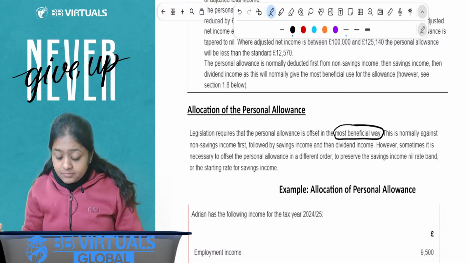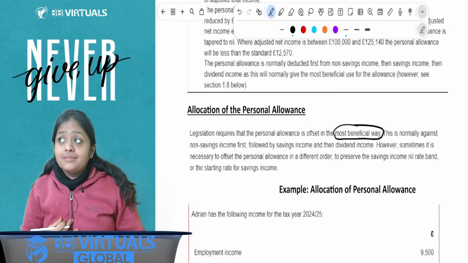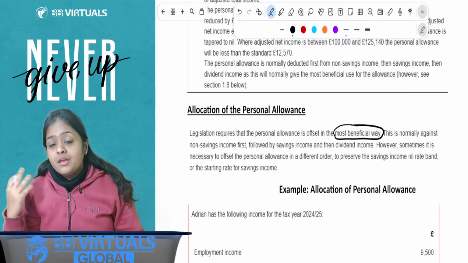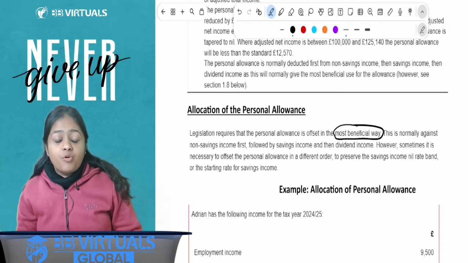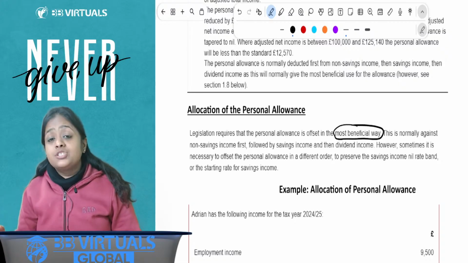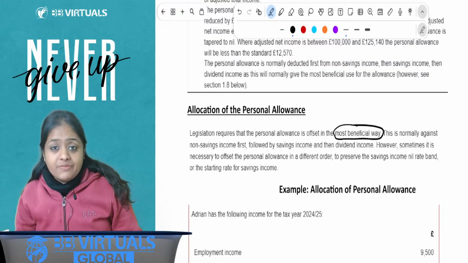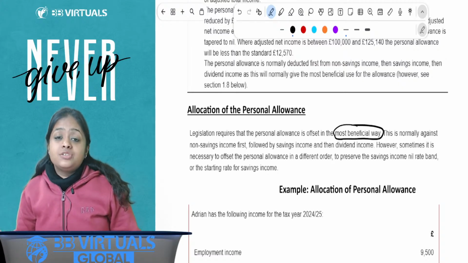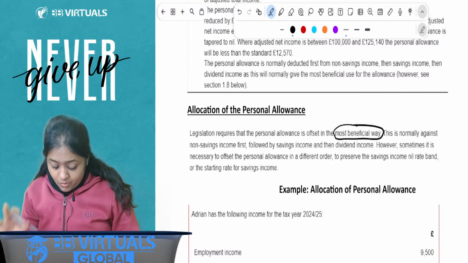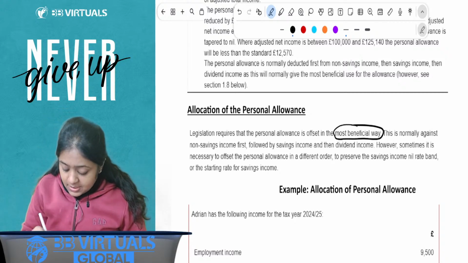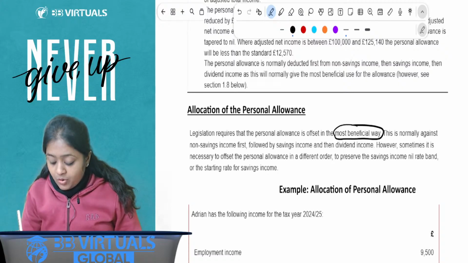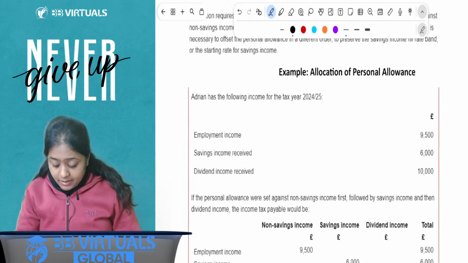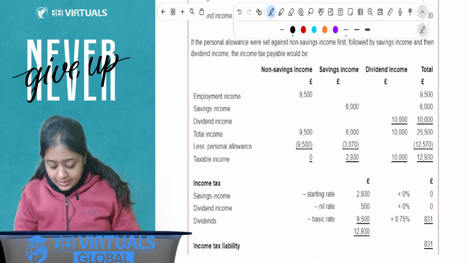Sometimes, if we think that our savings income is more or less covered by the nil rate bands, then instead of using PA against the savings income, I may just skip it and use the PA against dividend income, instead of even using it against NSI. So sometimes it is necessary to offset the personal allowance in a different order, sometimes to preserve the savings nil rate band or the starting nil rate band. Let's have an example to understand this better.